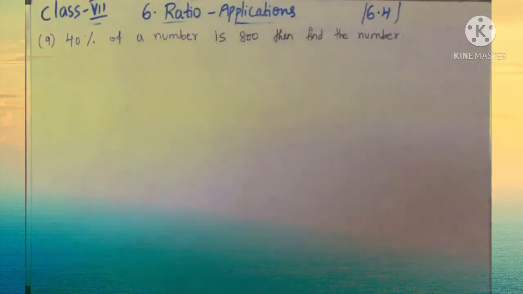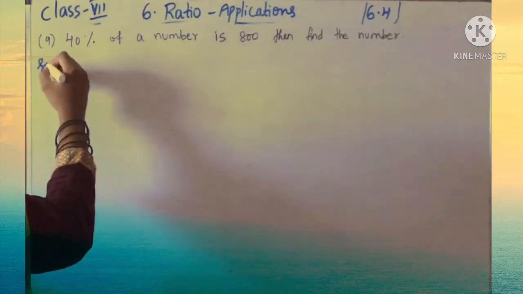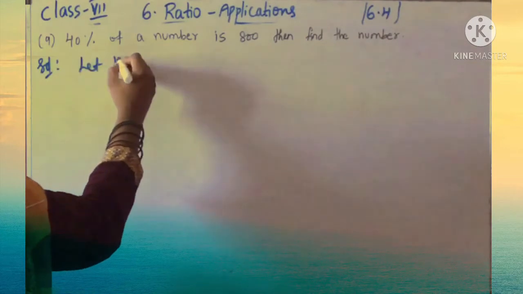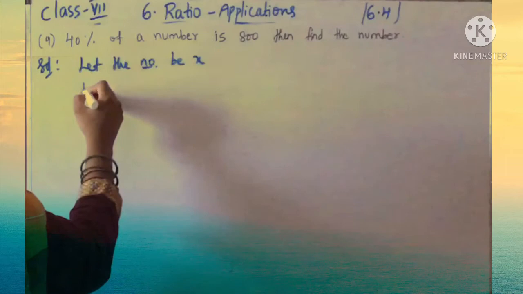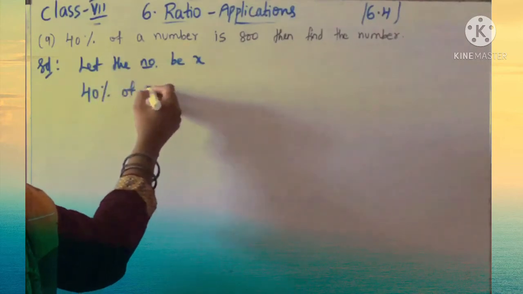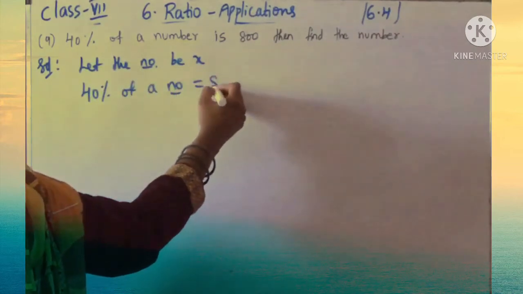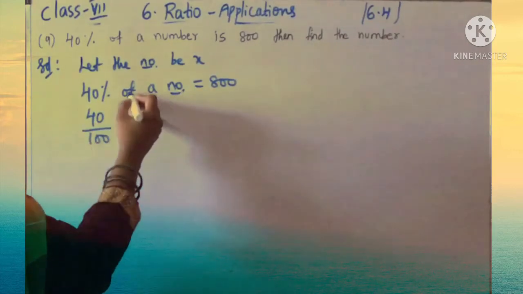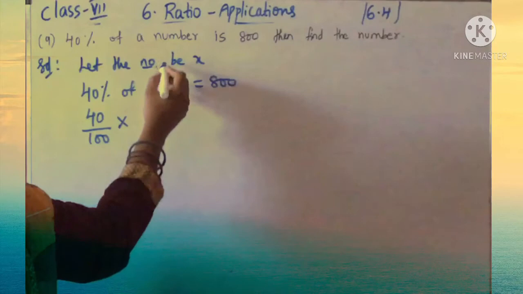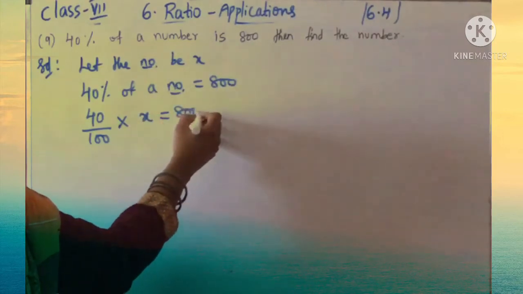Here the last, 9th question in this exercise, children. 40% of a number is 800, then find the number. Here we don't know what that number is. So shall I take, let the number be x. Okay. So 40% of a number is 800 is given. So 40 by 100, of means into, a number x, is equal to 800.